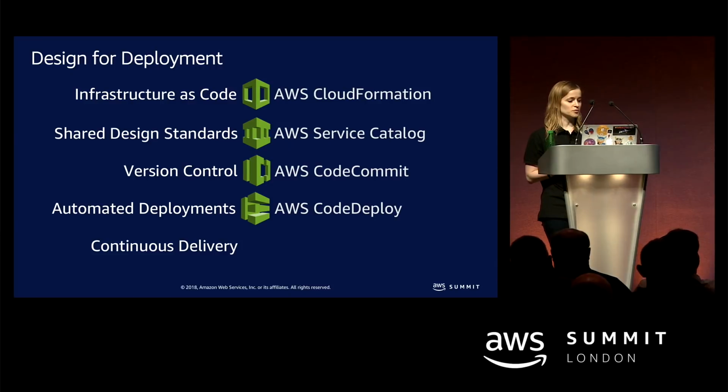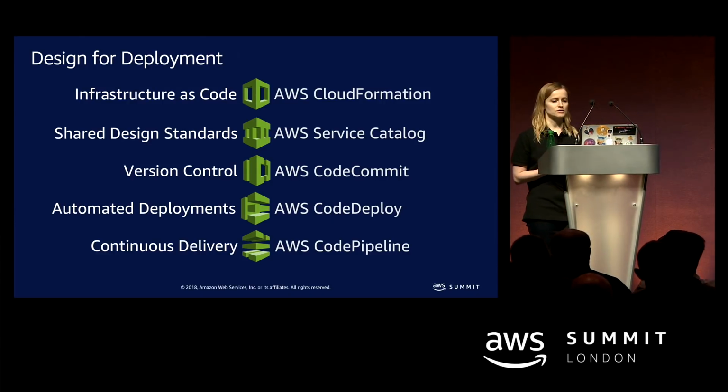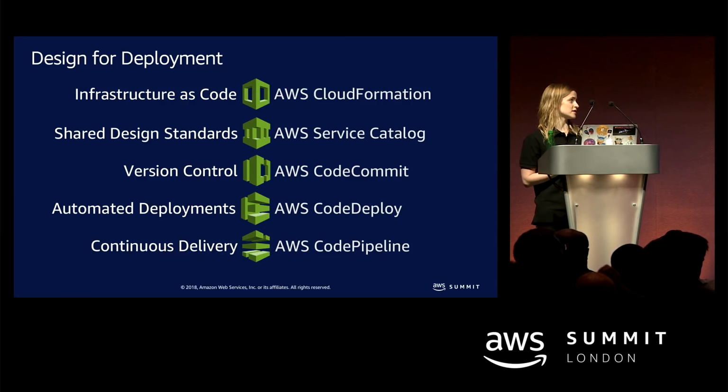Design your workloads to support continuous delivery and continuous integration. And here we have a service called AWS CodePipeline that supports continuous integration and continuous delivery. It basically builds, tests, and deploys your code as per the release process that you define.